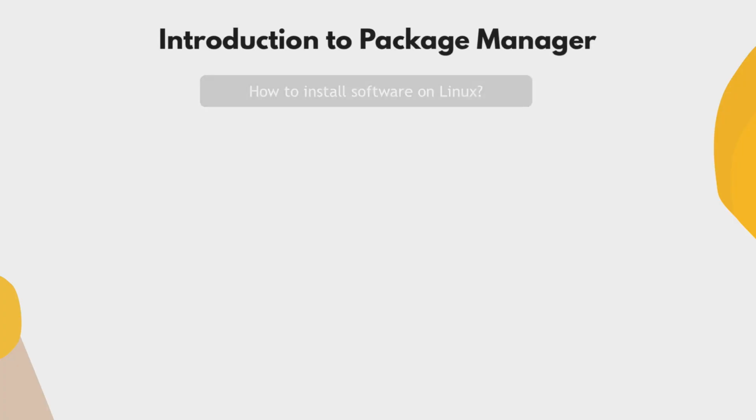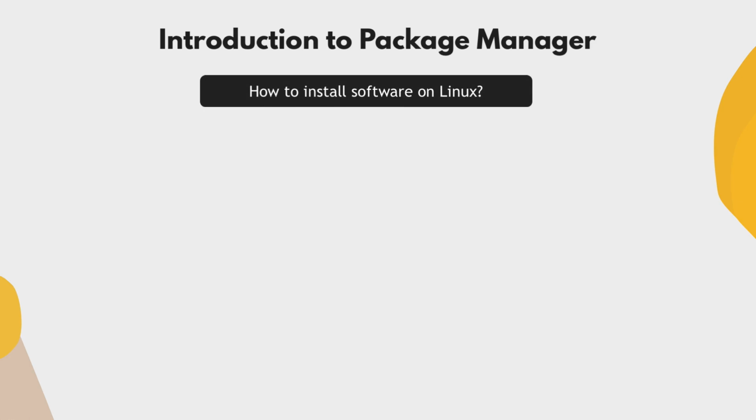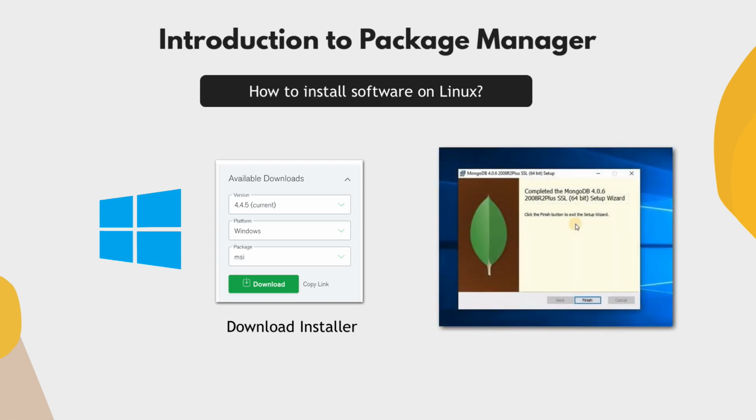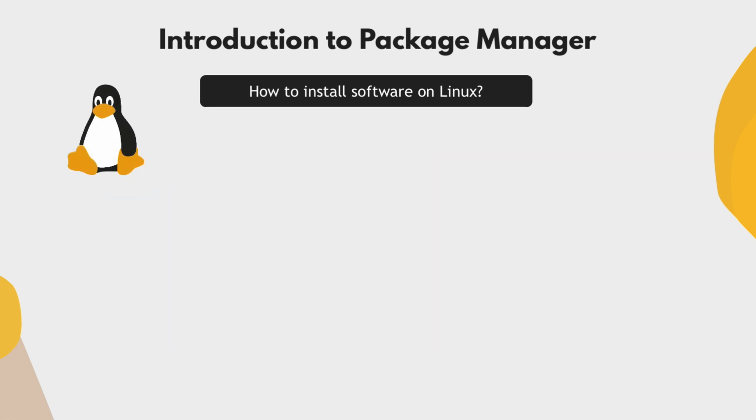In this lecture, we're going to talk about how to install software applications on Linux. In Windows, you would usually go to a download page of the application and download the installer, which will take you through the installation steps using some installation wizard, and that's how you usually install an application. In Linux, you could do the same, but it's absolutely not a recommended way of doing it.